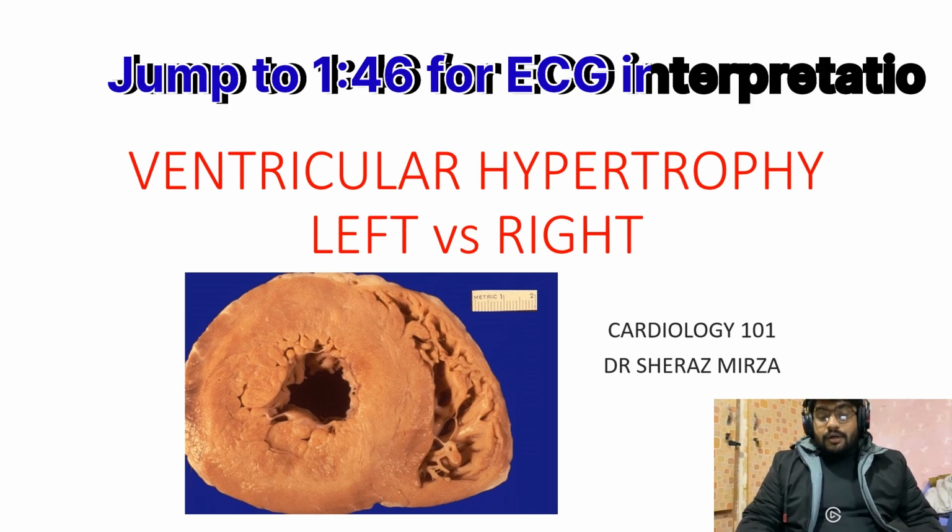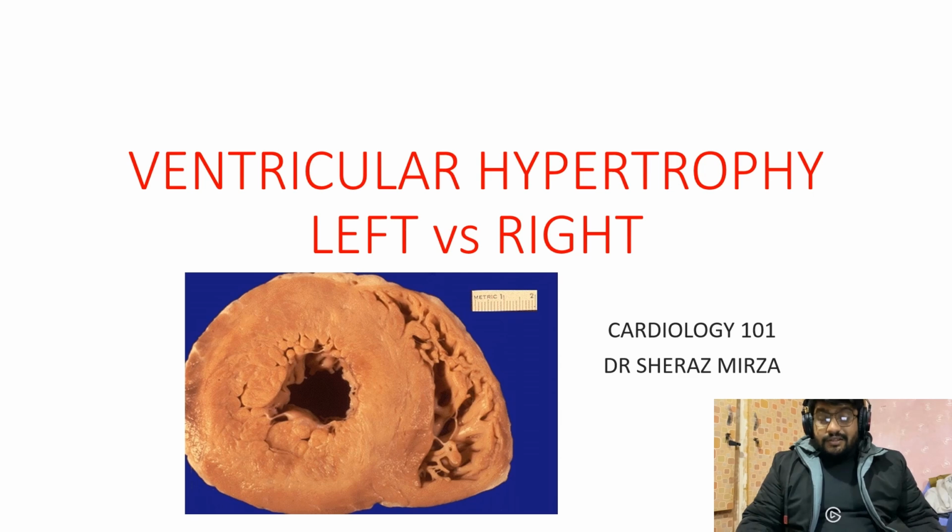So when we talk about hypertrophy, it means increase of muscle size of ventricles. It can either be right ventricular hypertrophy or left ventricular hypertrophy. So imagine this: if a group of muscle is working against something, for example, any resistance, the size of that muscle increases. This is something that you see in gyms when we train our muscles.